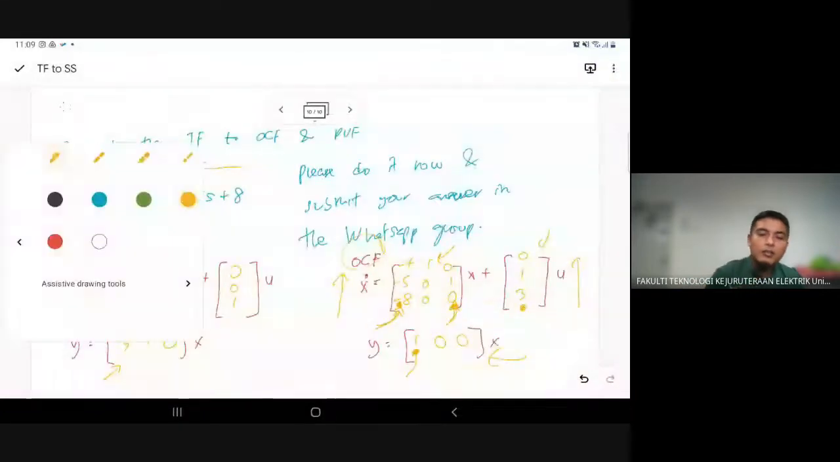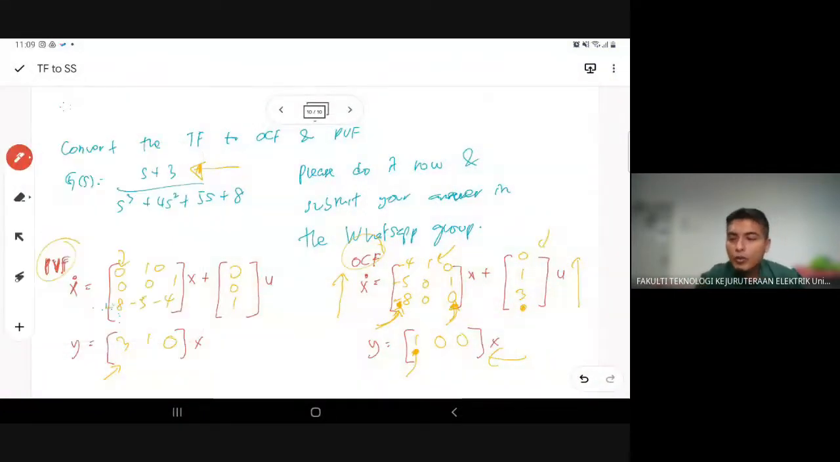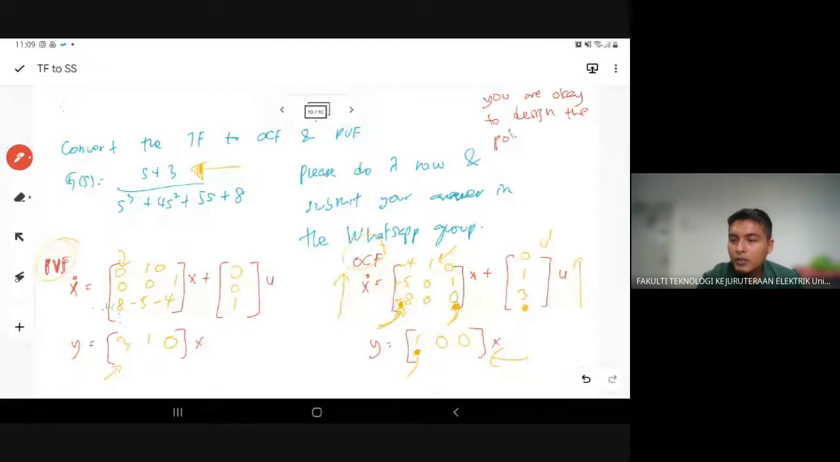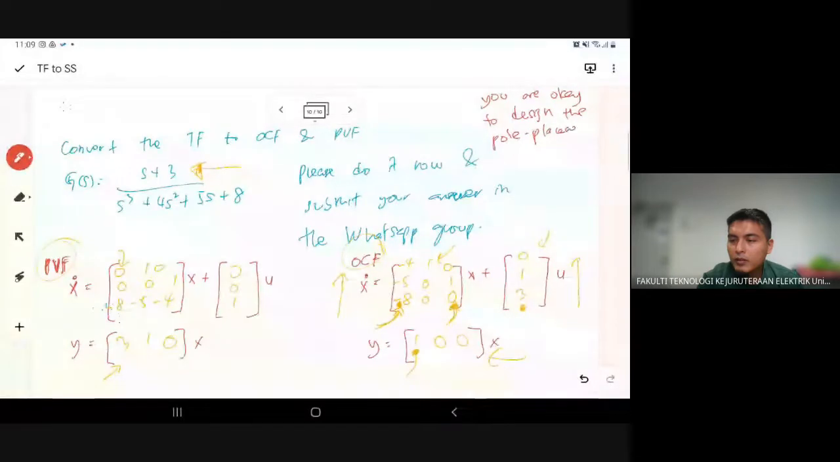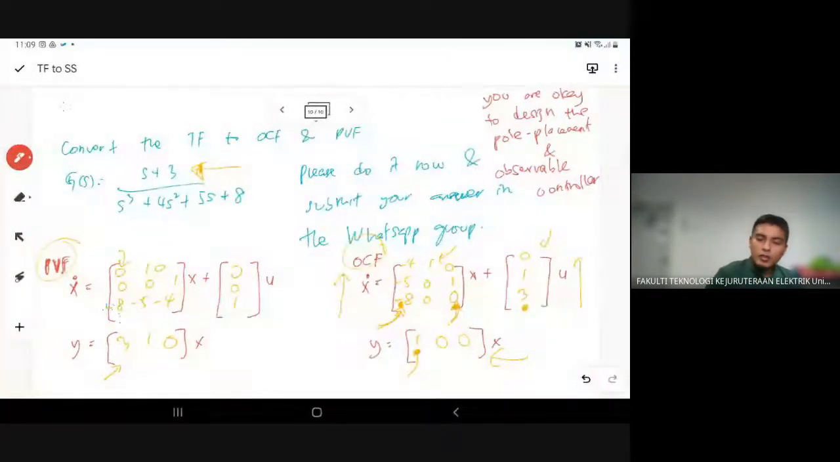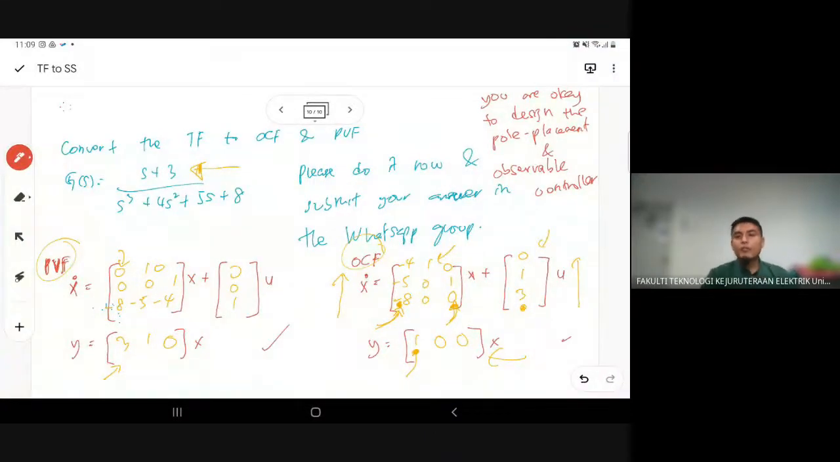then you are okay to design the pole placement and observable controller. Okay, so this is the most important step for you to design these two controllers. Done.